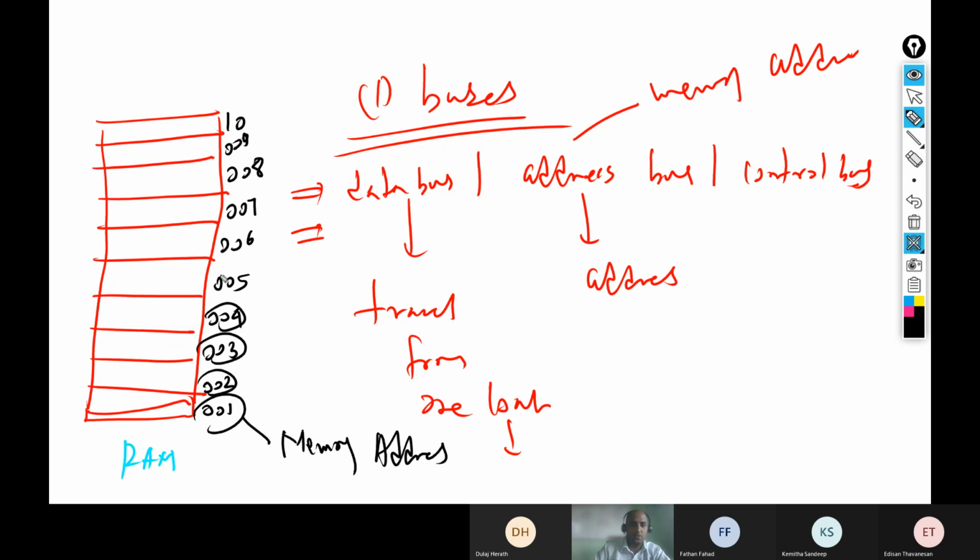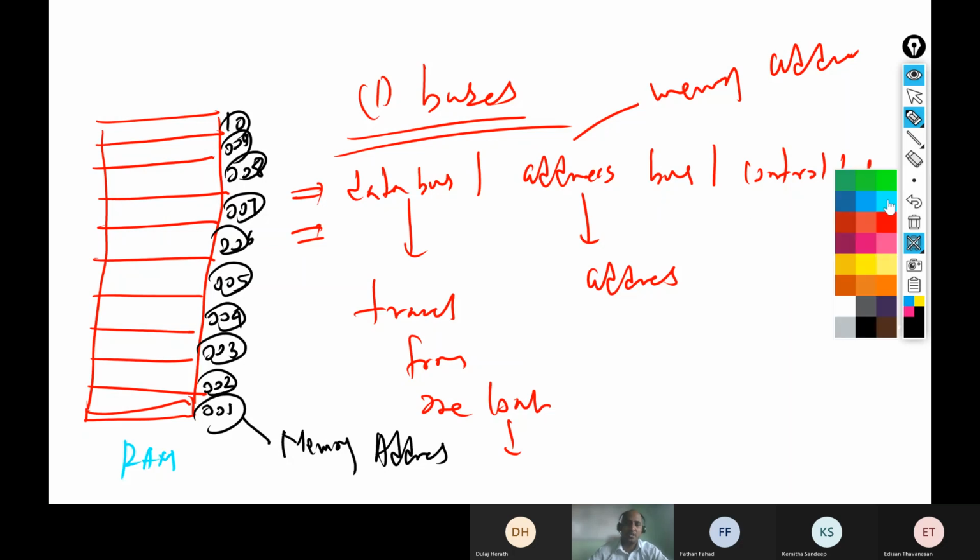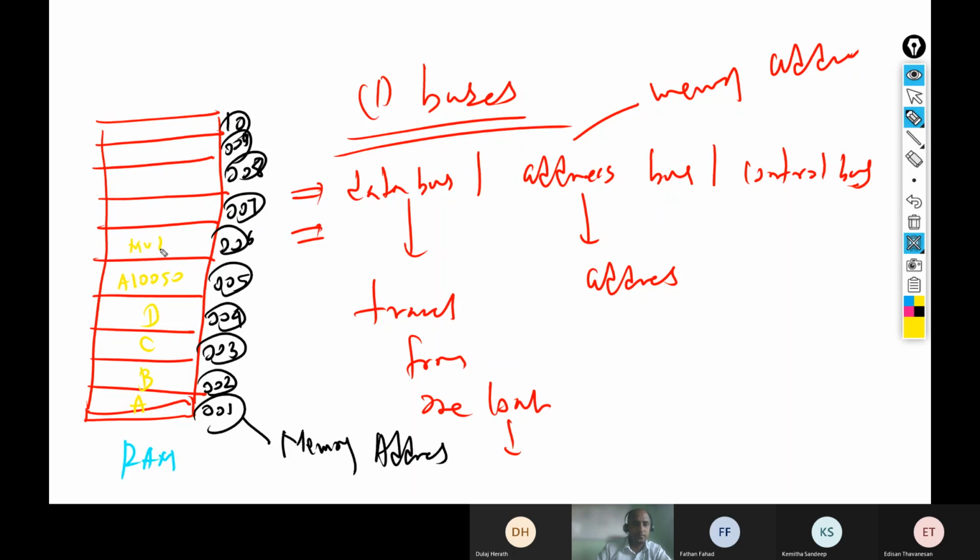So we should know memory addresses. It's like a cupboard with labels, number 1, number 2, number 3. Very simple to understand, right? Inside that we have data, say A, B, C, D. Not only data, sometimes instructions. A0005, some instruction. Mul 15, add 25, load, subtraction, multiplication. So remember, computer memory can store instructions and data.